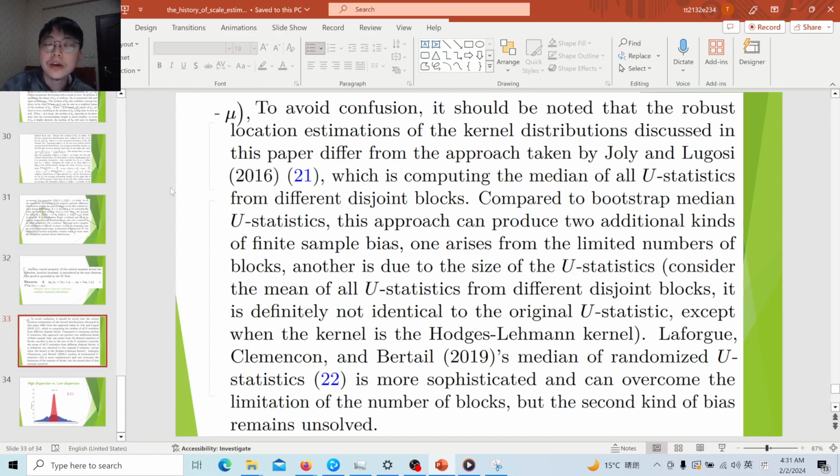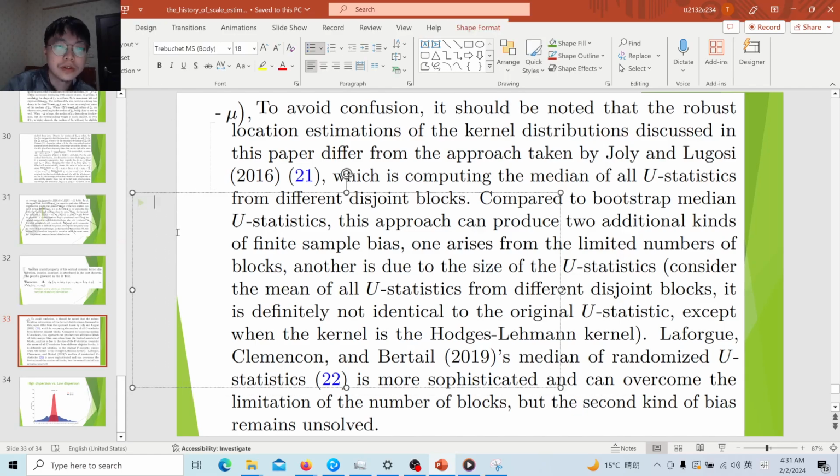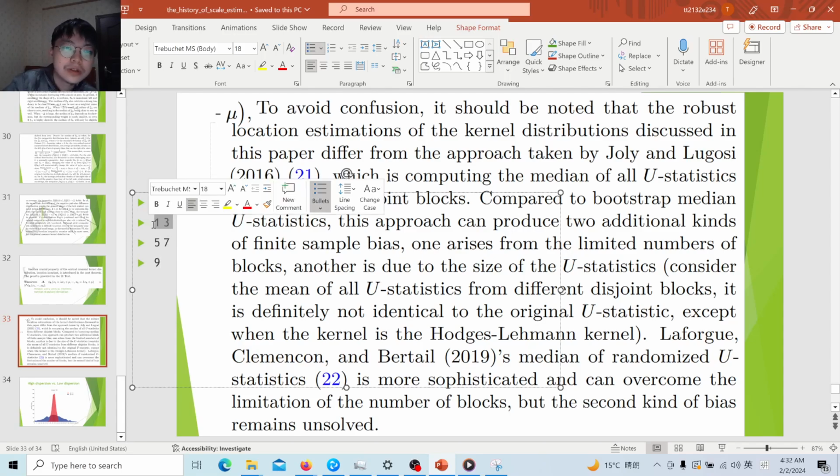Finally, to avoid confusion, we need to emphasize that previously Jordi and Lugosi proposed a kernel distribution computing the median of U statistics from different disjoint blocks. Their approach is that you distribute the samples into several different blocks, for example 1, 3, 5, 7, and 9, compute the U statistic for each block, for example pairwise means within each block, and then consider the median of all these U statistics.